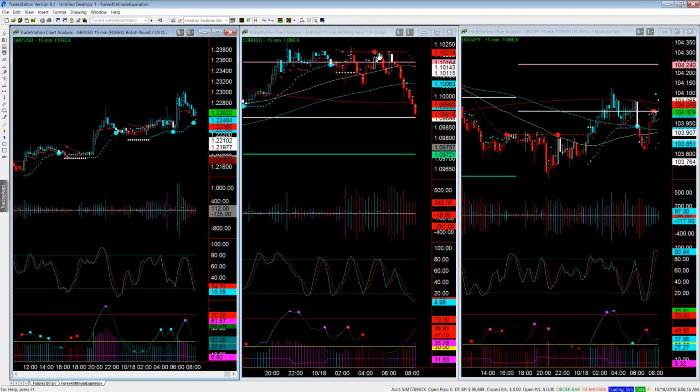If you see this red dot over here, notice that it's right at the ATR. That is because that is your lowest point of risk. Any questions on the indicators so far?